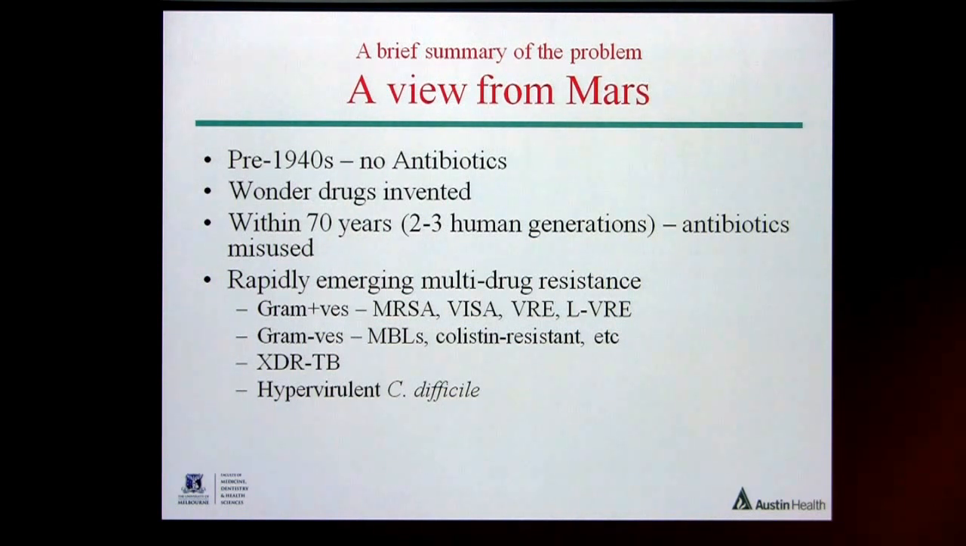And so we've already seen the rapid emergence of multi-drug resistant gram-positives, whether it's MRSA or methicillin-resistant Staph aureus, vancomycin intermediate Staph aureus or VISA, vancomycin-resistant enterococcus, as we'll talk about shortly, linezolid-resistant enterococcus, and linezolid is one of the last line drugs we have. In gram-negatives, it's a particular problem with metallo-beta-lactamases and even now colistin-resistant gram-negatives, and this has now entered the food chain, and we'll discuss this shortly, but this is a major problem.